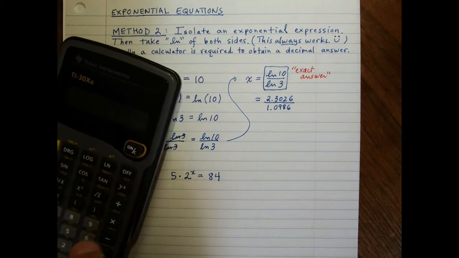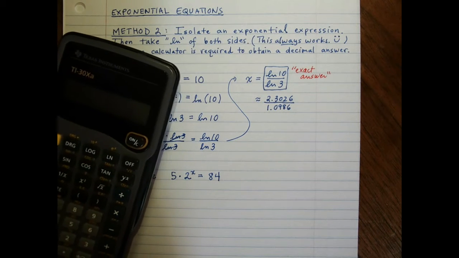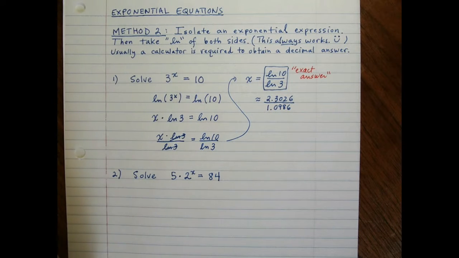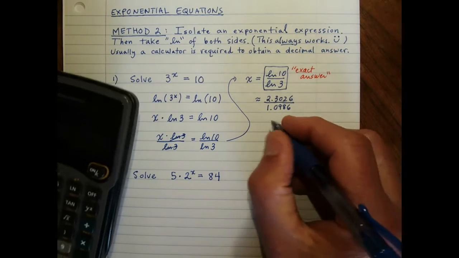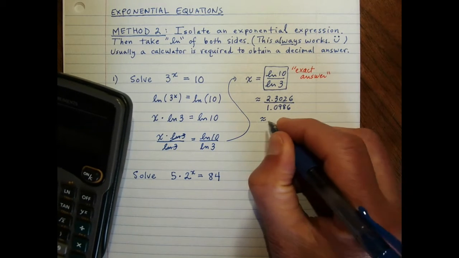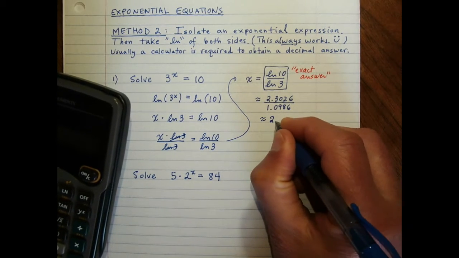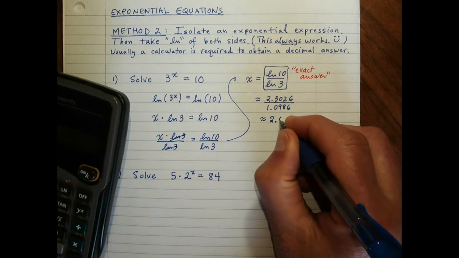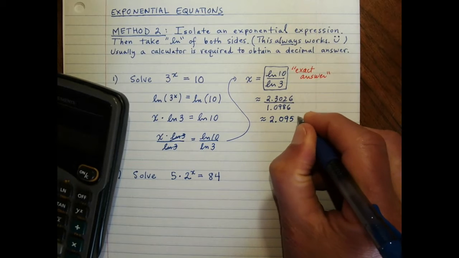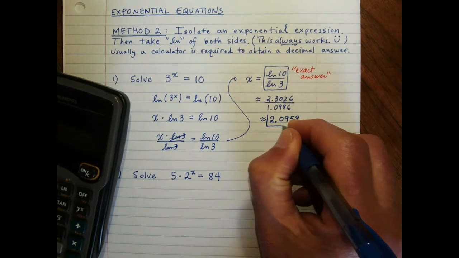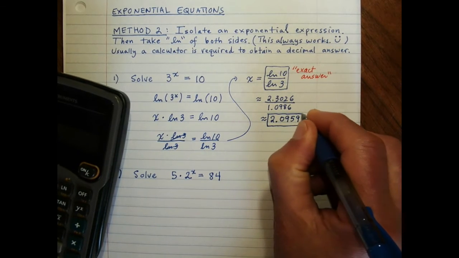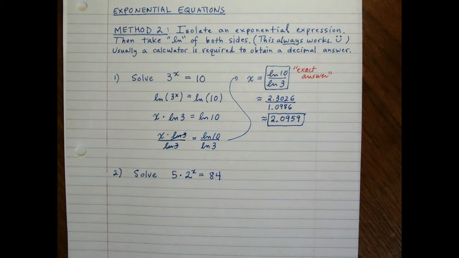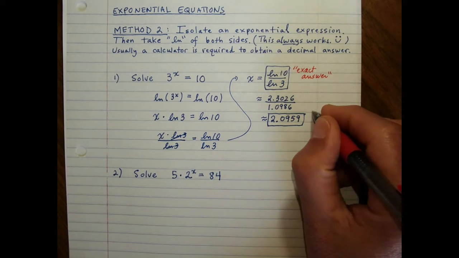Now our answer x is what we get when we divide those, 2.3026 divided by 1.0986. And that's going to give me another decimal that I'm going to round off here. x is approximately equal to 2.0959. That's what I call the decimal form of the answer, or the decimal approximation.